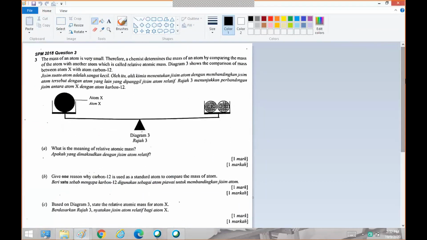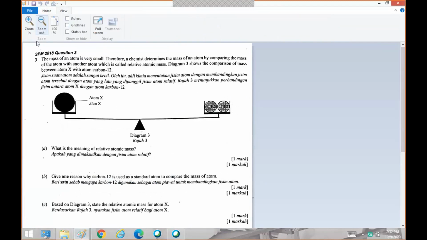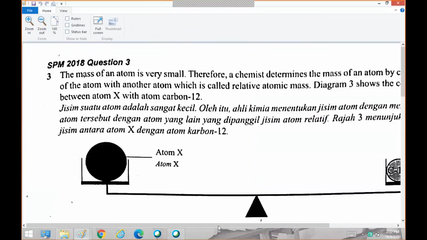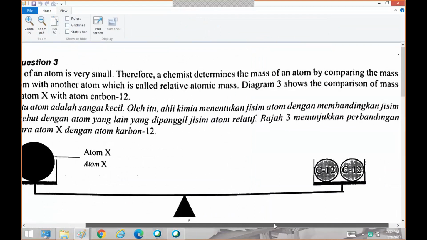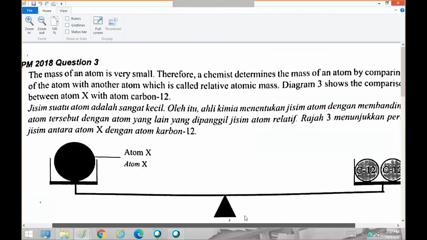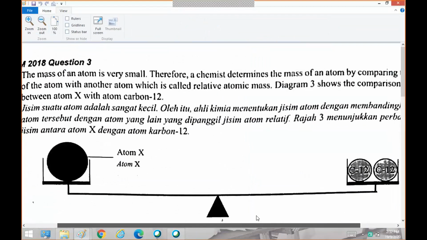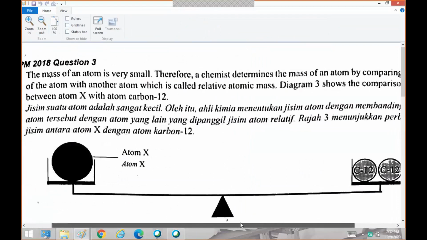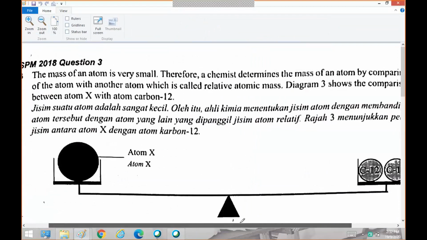It's SPM 2018 question number 3. So it's very nice of them to try to even explain this to you. The mass of an atom is very small. Therefore, a chemist determines the mass of an atom by comparing the mass of the atom with another atom, which is called relative atomic mass. Diagram 3 shows the comparison of mass between atom X with atom carbon-12.